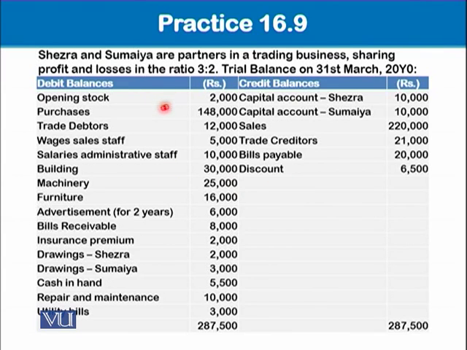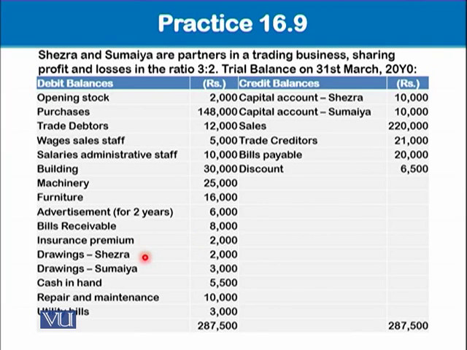Opening stock is expense, purchase is expense, trade debtors are assets, wages of sales staff is expense, salaries of administrative staff is expense, building is asset, machinery is asset, furniture is asset, advertisement for 2 years, yes, there will be an adjustment on it. Remember, for 1 year is expense and prepayment is asset. Okay. Bills receivable. Receivable thing is asset appearing in the debit side. Okay. Well, insurance premium is expense.